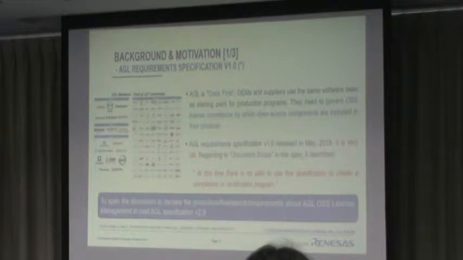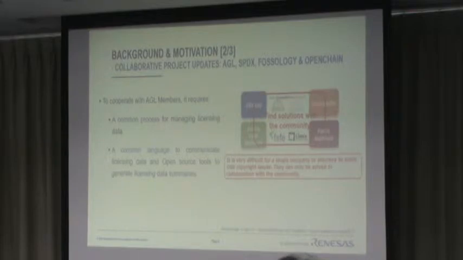So they need to analyze the open source software license and copyright of which open source components are included in their work. And I think it's time to declare the procedure and requirement about open source license management in the AGL requirement spec. With the number of open source software projects integrated into the AGL profile, managing open source software license and copyright is still a challenge. To review the open source software license and copyright risk, we need to work together with the community.